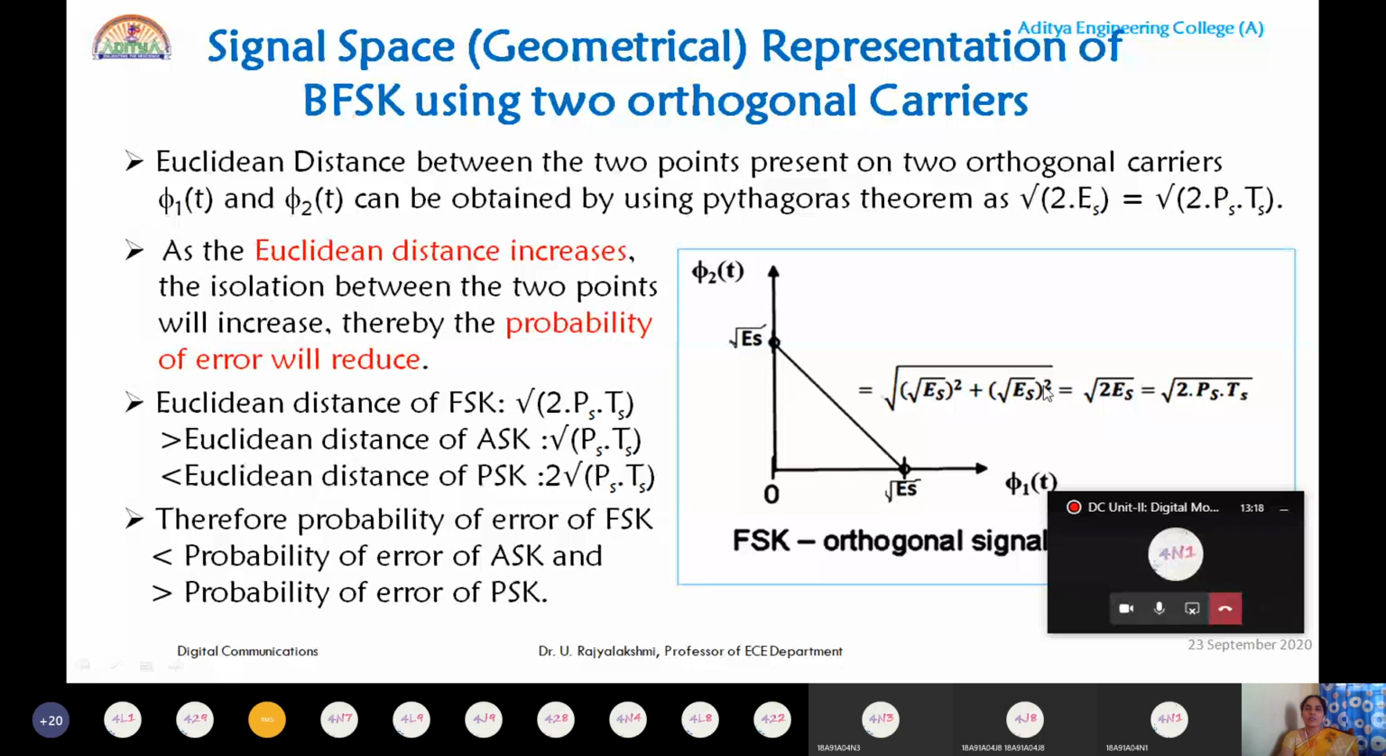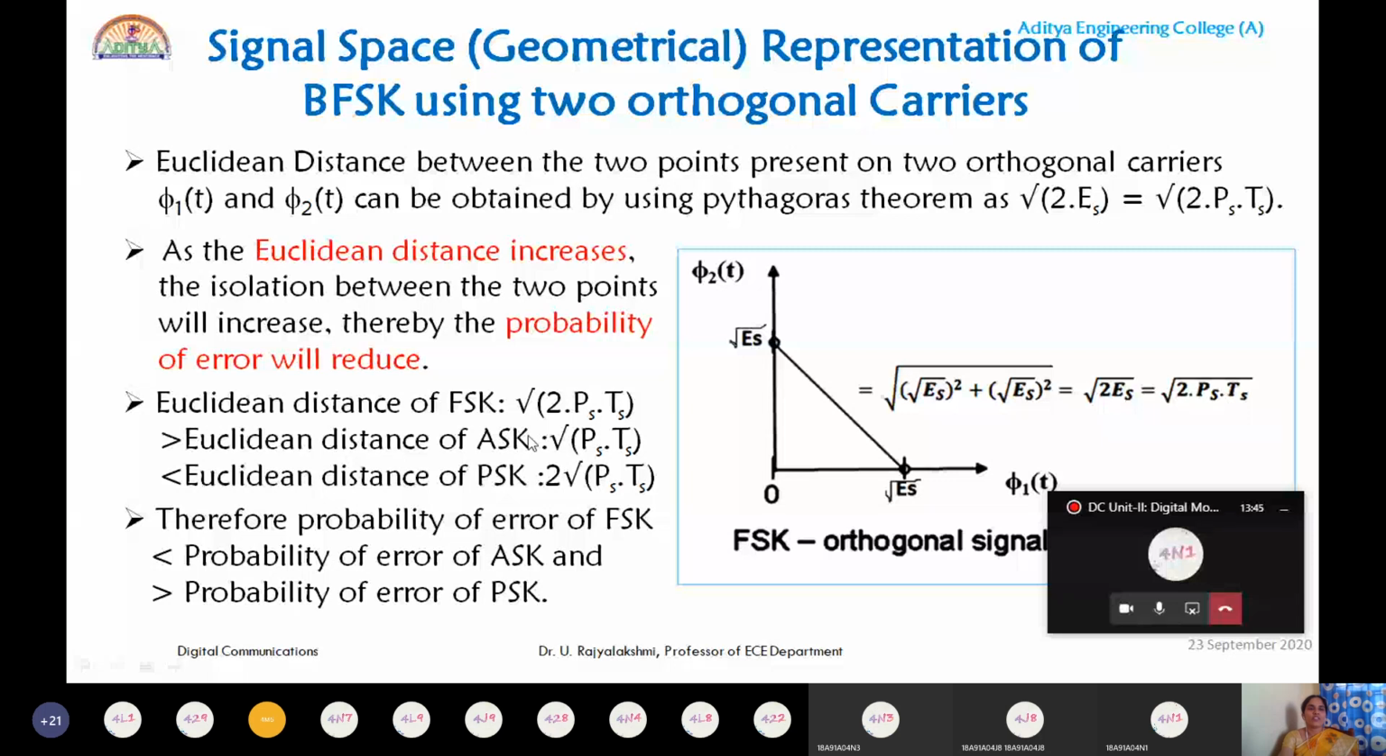So using the Pythagoras theorem, you can obtain c as root of a square plus b square, where a is the magnitude on the x-axis and b is the magnitude on the y-axis. So root of root Es square plus root Es square. The root and square get cancelled in the first and second terms. So you will get root of 2Es. So you can also define it as root 2 into Ps into Ts.